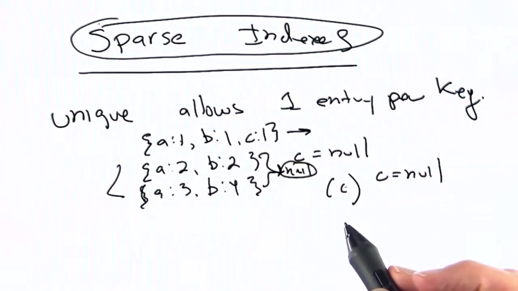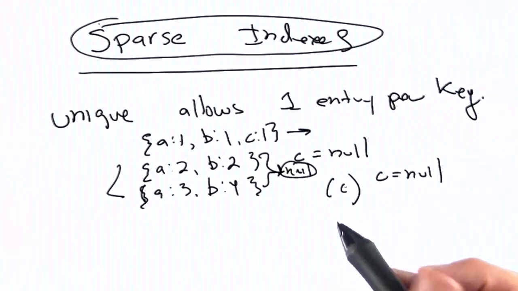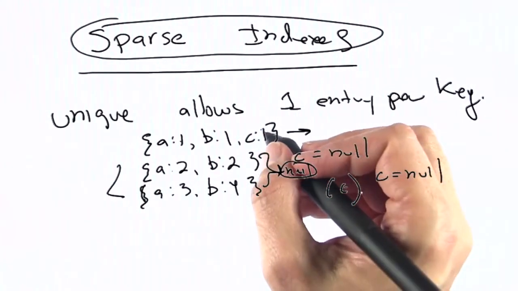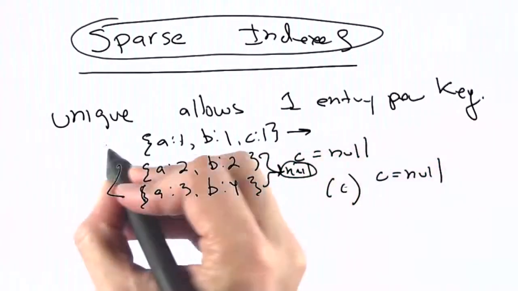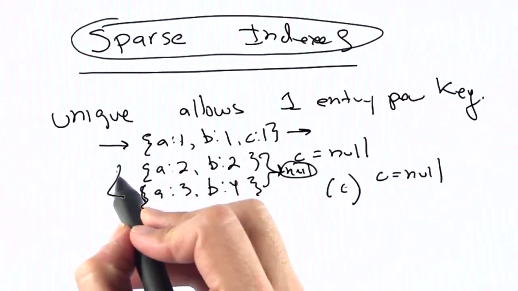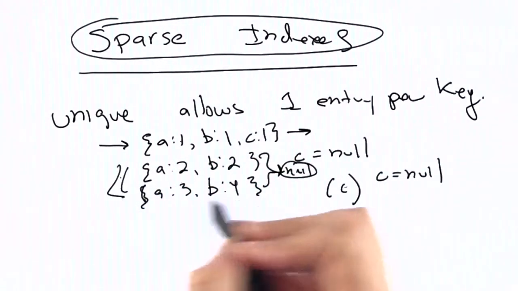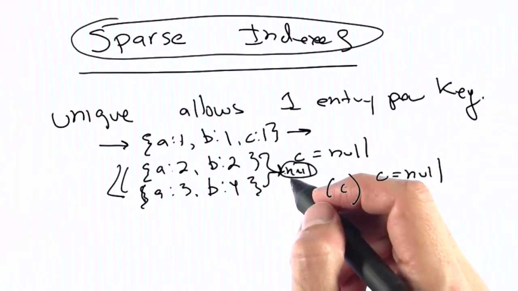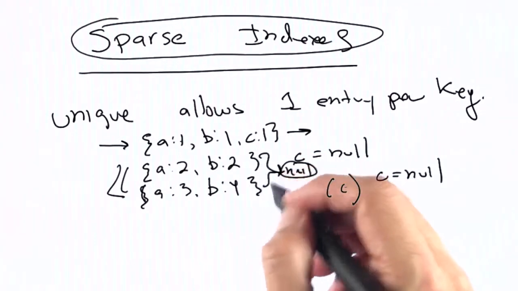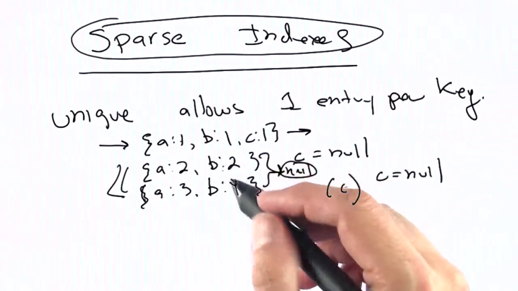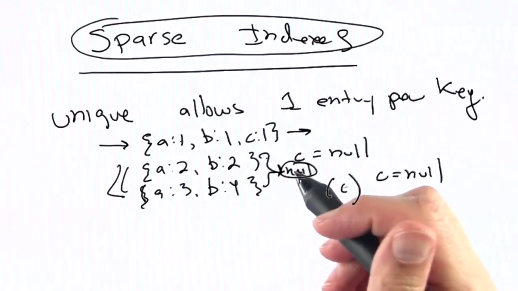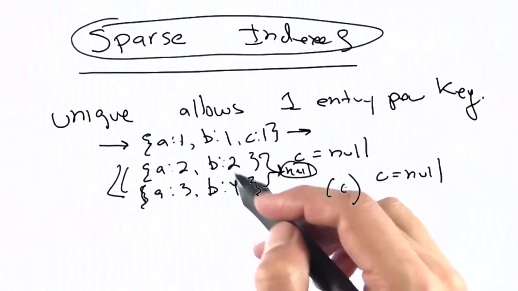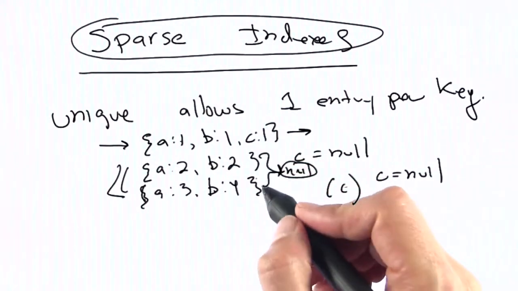What sparse indexes do is they only index the documents that have a key set for the key being indexed. So this document would be indexed, but these two documents would not be indexed. So that has some interesting implications, because if these two documents are not indexed, then if we use the index to find the answer to a query, these documents won't be considered. But other than that, it works pretty much as you'd expect. Let me show you an example to explain how sparse indexes work.